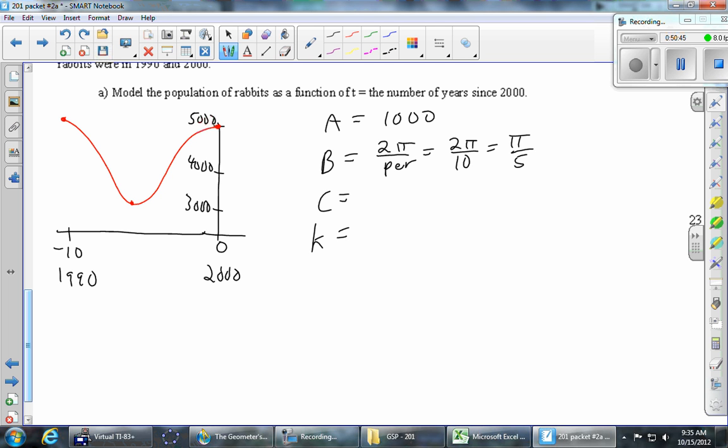All right, we'll come back to the C. The K value is the midline, the vertical shift. How much is it in this case? 4,000.